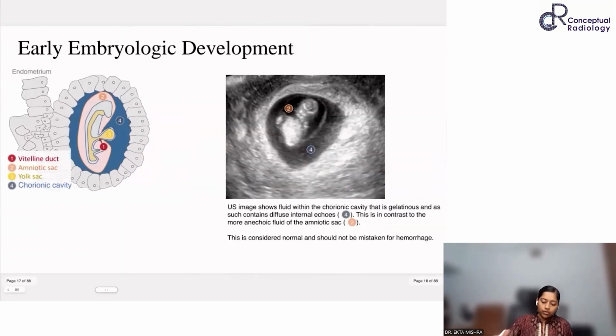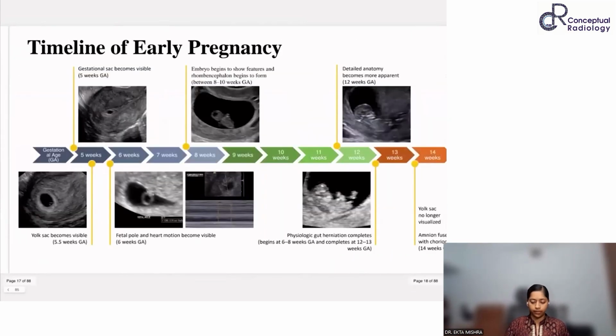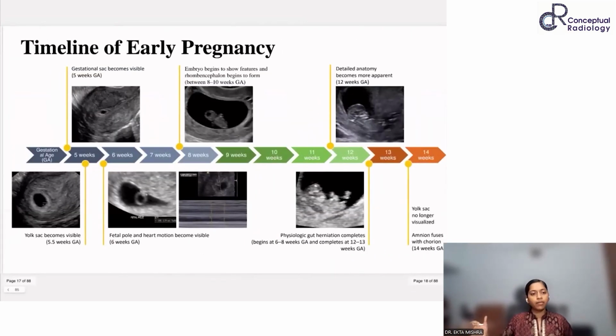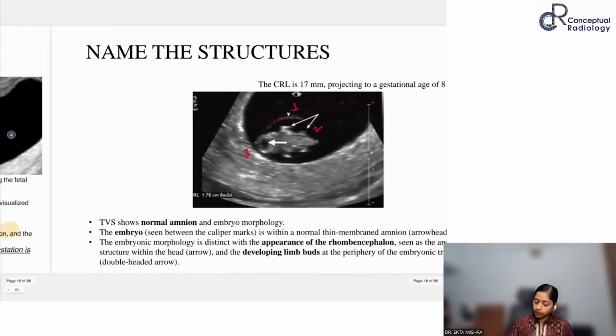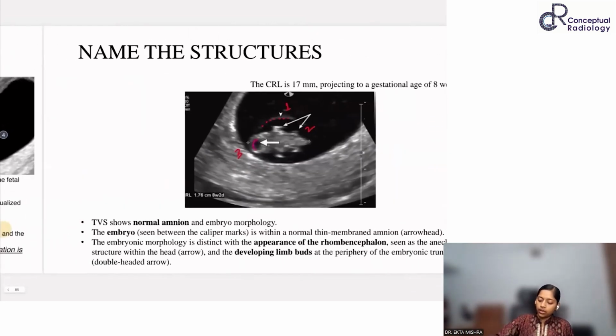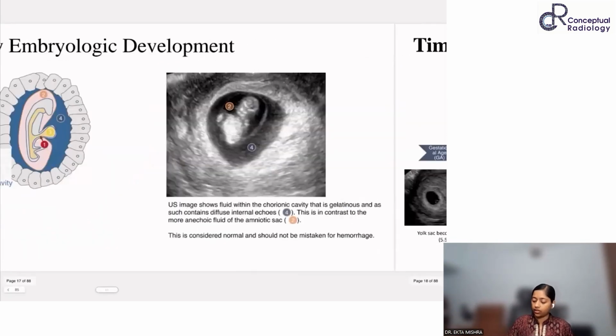Okay. So now see, our fetus has been expanding further. Sometimes you may see the fluid being a little echogenic. So some diffuse ground glass echoes are present. It's normal. Don't mistake it for hemorrhage unless clinical signs are present. Okay. So this was our timeline of the development. So you started with an eccentric cystic structure.